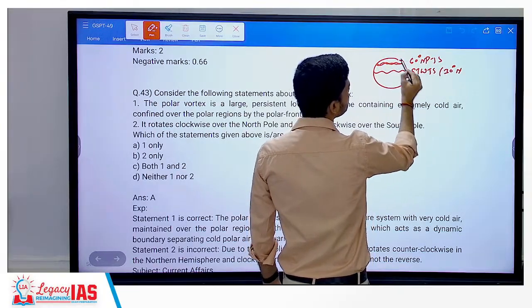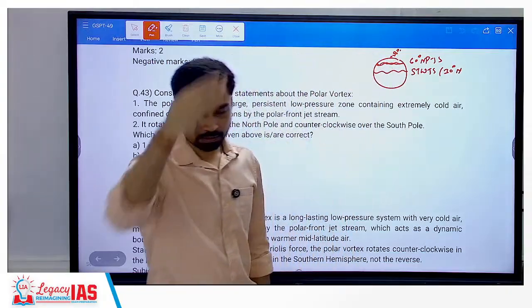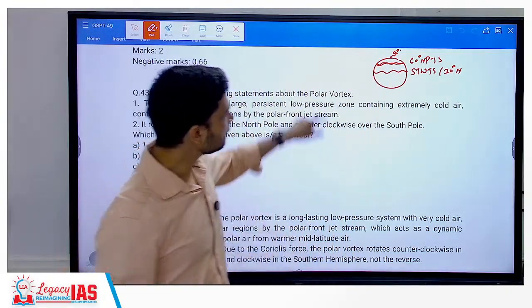So this is 60°, here you have 90°. So what happens? Because you know that in our polar areas, air is sinking. So as air sinks in the upper atmosphere, what do we have?